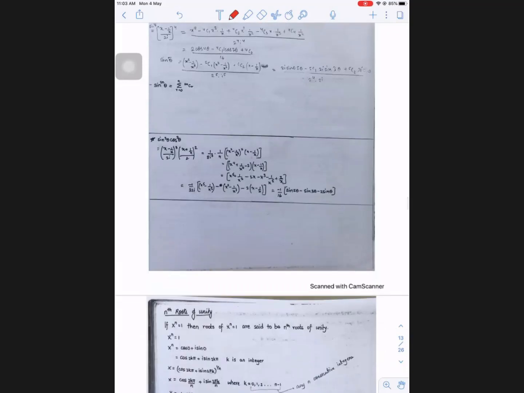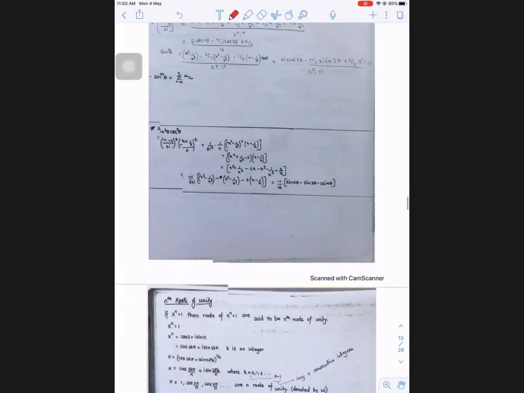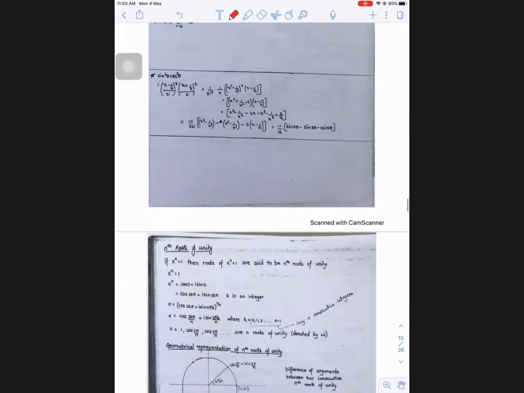So by using this, not only that, even sine power m theta, cos power n theta problems also you can solve by using that. So here are some examples like that.